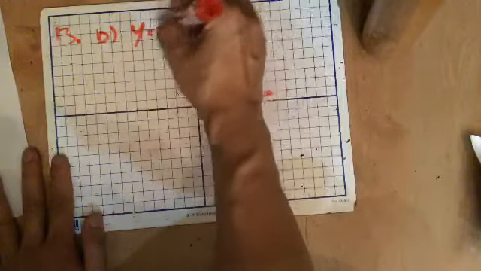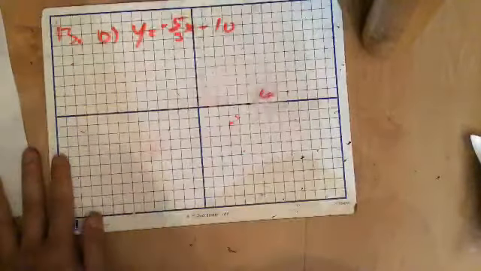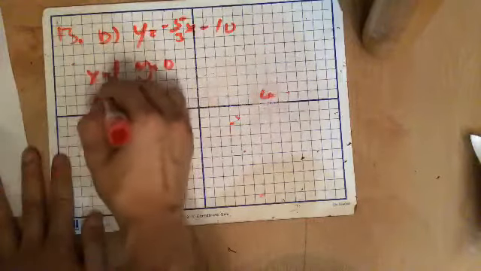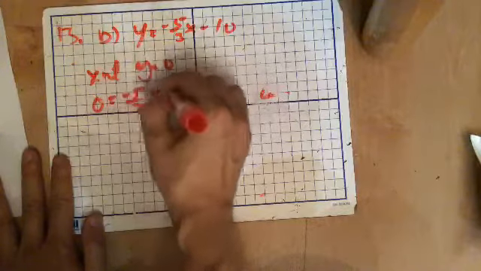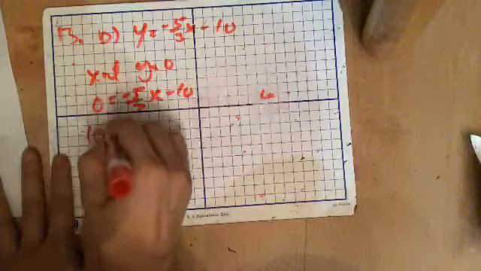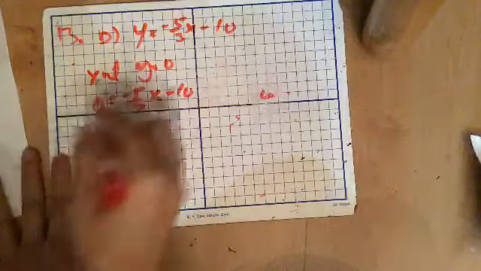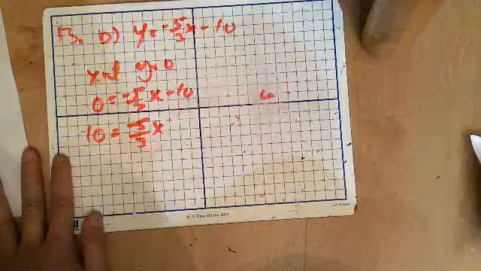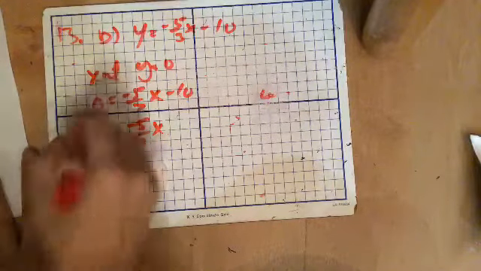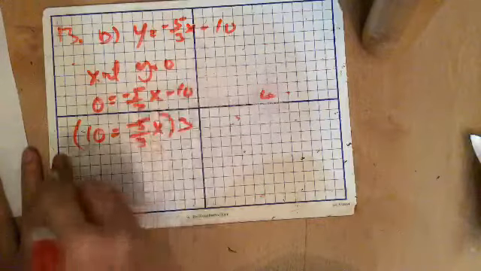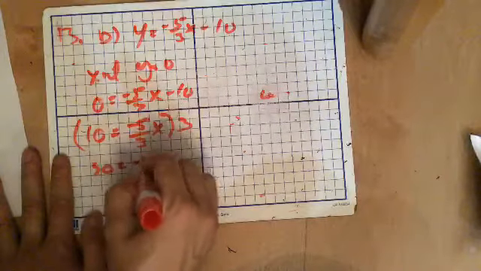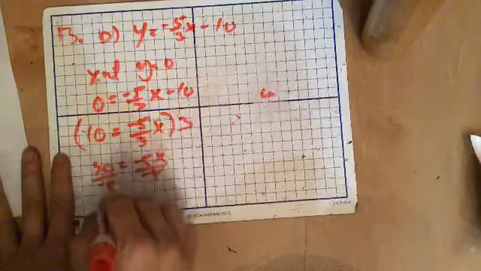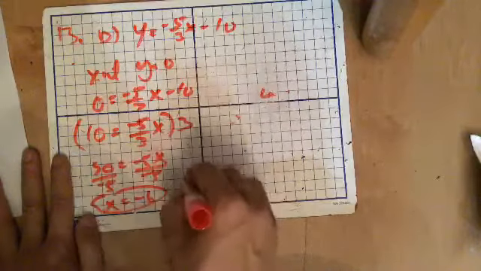y is equal to -5 over 3 x minus 10. Well, x-intercept, again, y equal to 0, solve for x. So 0 is equal to -5 over 3 x minus 10. Move the 10 to the other side, so it'll be 10. Multiply this by 3, that's going to give me 30 is equal to -5x. And then divide by -5, divide by -5, x is equal to -6. So again, it's -6, 0.